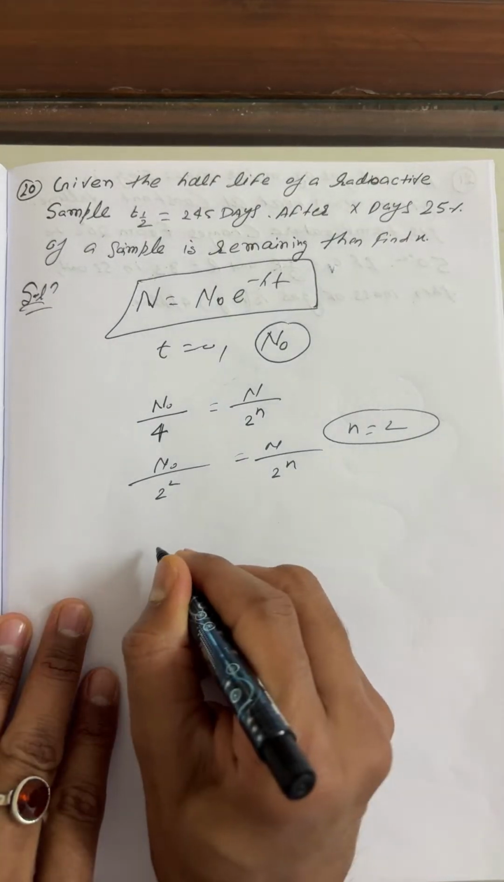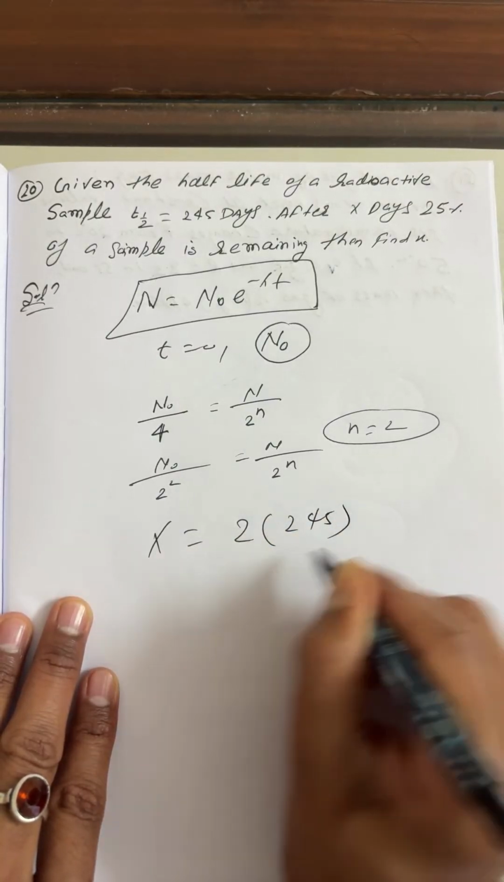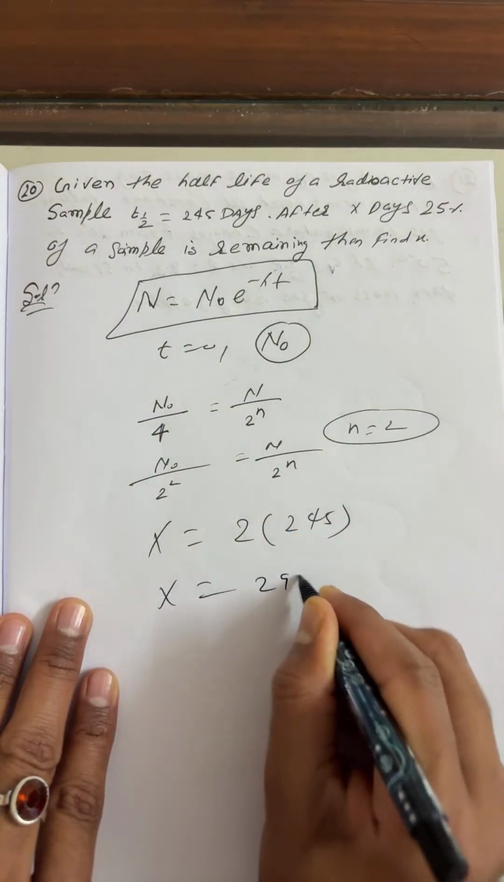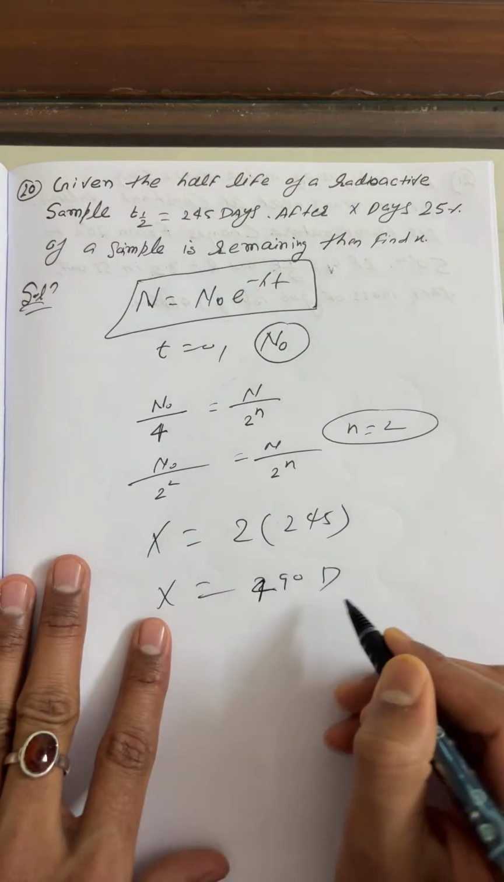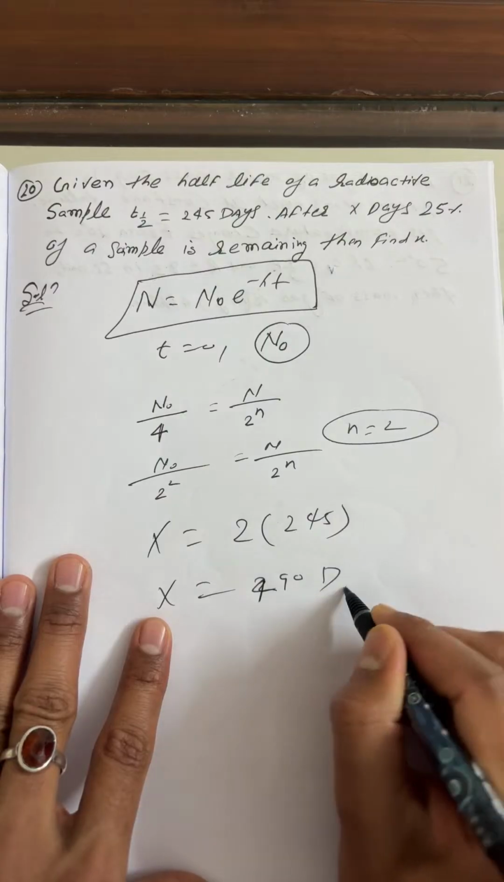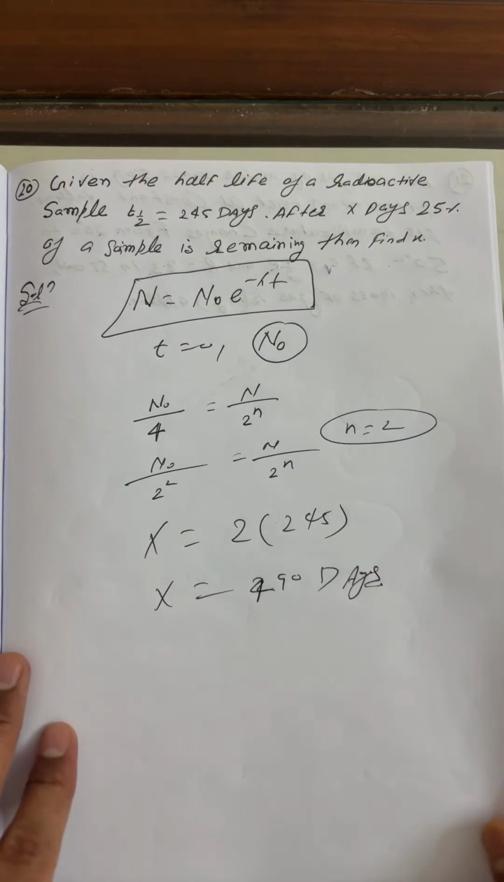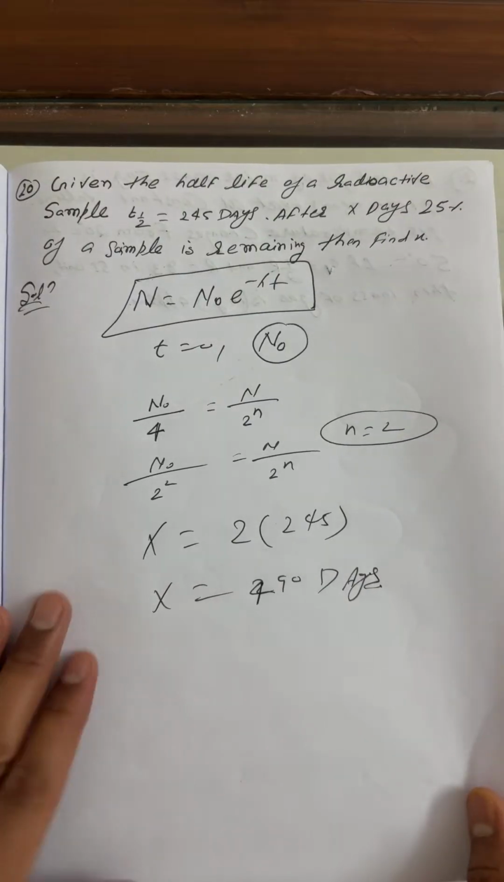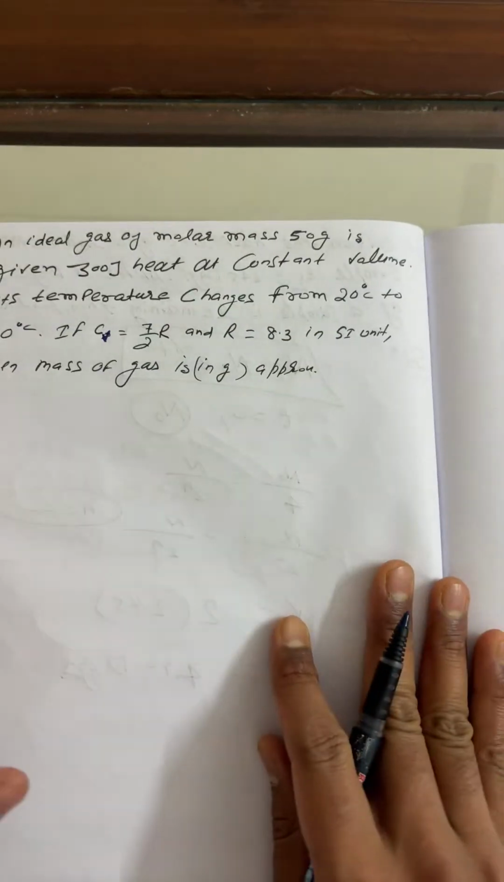So finally you can write over here, X is 2 into 245. So X you will get 490 days. Right. So just remember, this is not a tough question, but a click is required in the paper also, beta.